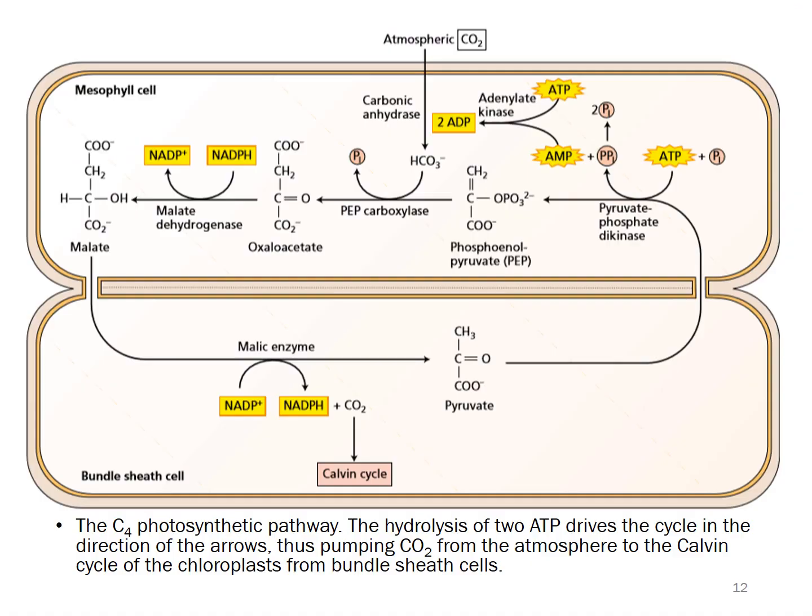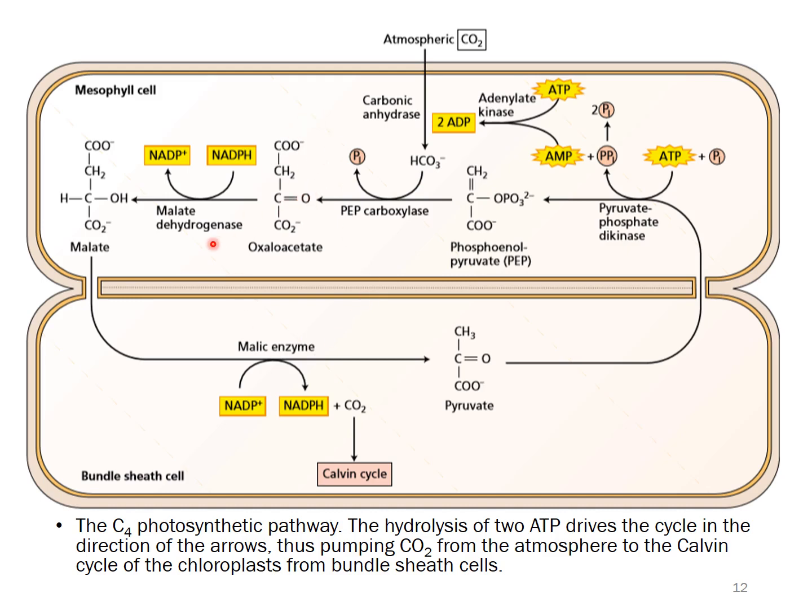So here is a typical C4 photosynthetic pathway in which the hydrolysis of 2 ATP drives the cycle in the direction of the arrows you can see here, and thus pumping the carbon dioxide from the atmosphere to the Calvin cycle of the chloroplast from the bundle sheath cells. The cycle starts with the incorporation of carbon dioxide, in the presence of enzyme carbonic anhydrase, into bicarbonate, and this bicarbonate is utilized by PEP, phosphoenol pyruvate, in the presence of enzyme PEP carboxylase, which will convert this 3 carbon containing compound with the help of this bicarbonate into oxaloacetic acid.